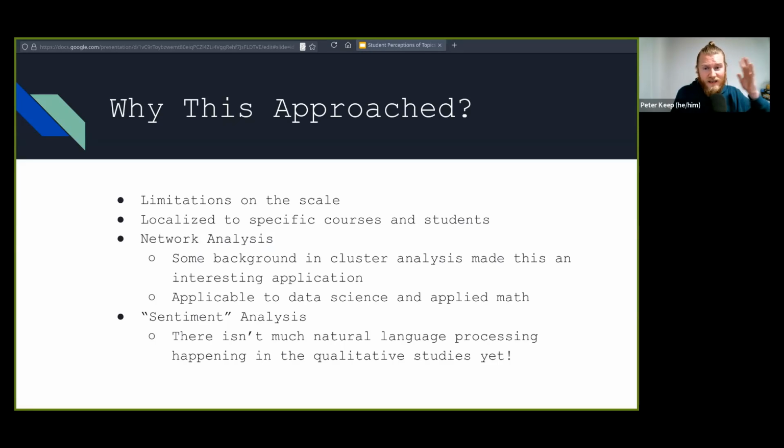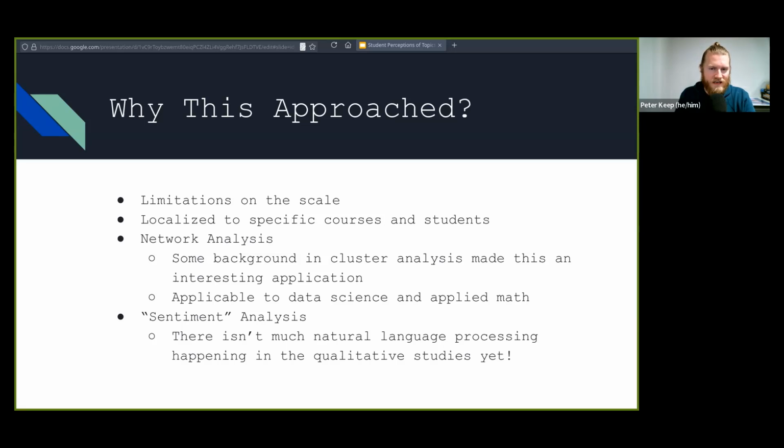Why are we doing it this way? First off, there was a big limitation on the scale of the project that we could do. We don't have funding to be able to introduce this out to other colleges and other first-year calculus courses. So we just kept it in-house. But that was also fine, because the population that I'm concerned with is the groups of students taking the Calc 1 courses that I'm teaching. So I was happy to keep this localized to my specific courses and the students enrolled there.